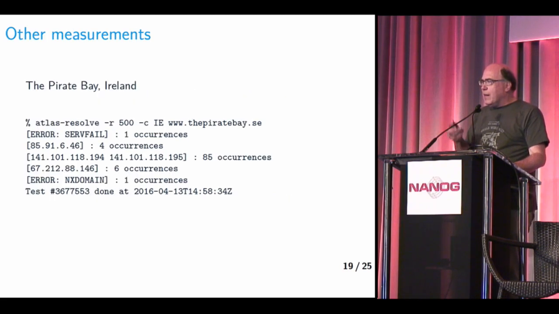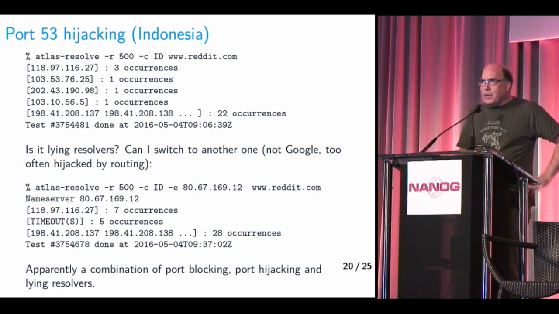Other measurements show that it can be the case in many other countries, nothing really important in the case of Ireland. This one is more complicated. It's in Indonesia, where Reddit is censored. In the first case, I ask probes in Indonesia, and I get a lot of different responses. The only real one is the last one, with the addresses starting with 198. Everything else is a lie.